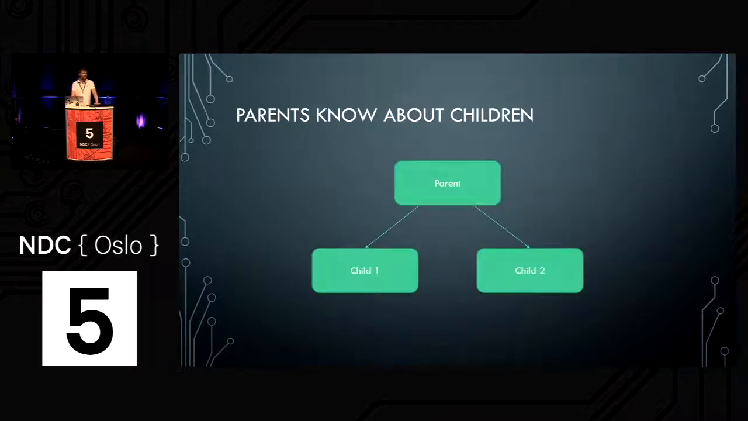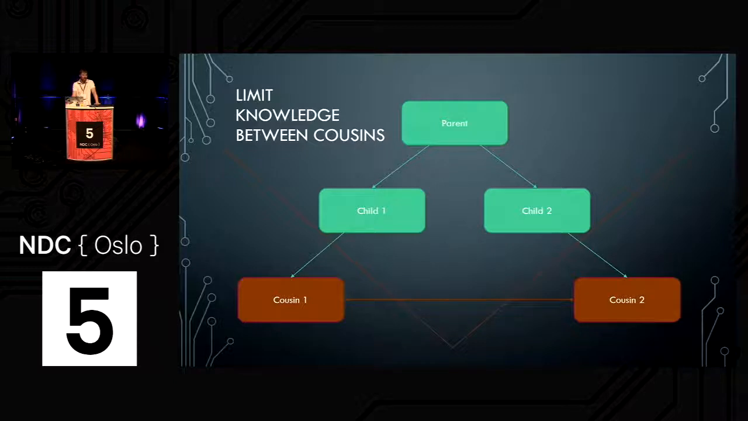Parents know about their children, as one would hope, seeing as they made them. And they can also, of course, communicate with each other. But you should limit knowledge between cousins and below. And the reason you want to do that is because if this cousin 1 here would like to speak to cousin 2, then you have a dependency between them here. And it also means that it would be harder to refactor if you, for example, wanted to change this and you wanted to put whatever cousin was doing into child 2, then you would have to go into here and change, and it would be a lot more work than it would have to be.